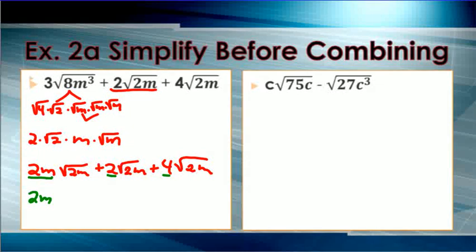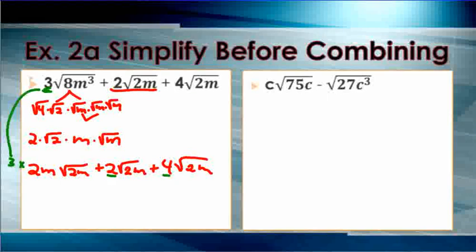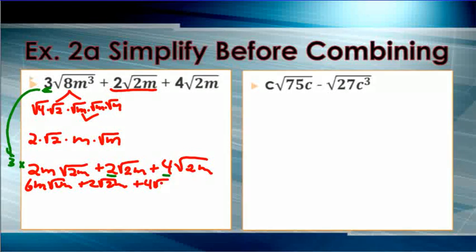And actually, I forgot right here. Since I have that 2m right here, I also have this 3 right here. So I need to multiply that by 3. So now it's really 6m square root of 2m plus 2 times the square root of 2m plus 4 times the square root of 2m.